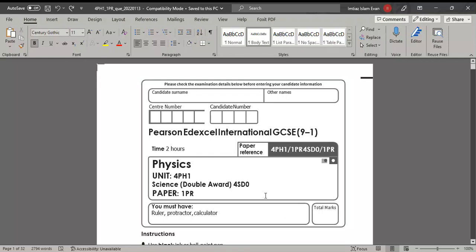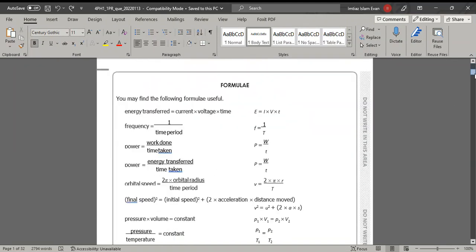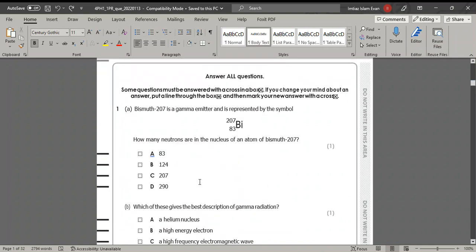Today we are going to discuss the Physics Paper 1 from January 2022 R paper. So let's begin. The first question says Bismuth-207 is a gamma emitter and is represented by the symbol. How many neutrons are in the nucleus of an atom of bismuth? We know that the neutron number is the mass number minus the proton number. So it should be 207 minus 83, which is 124. So the answer should be B.